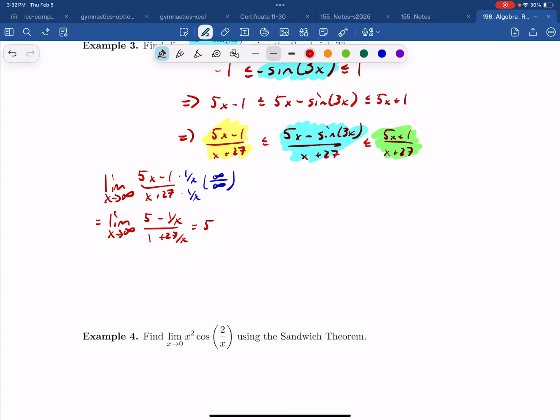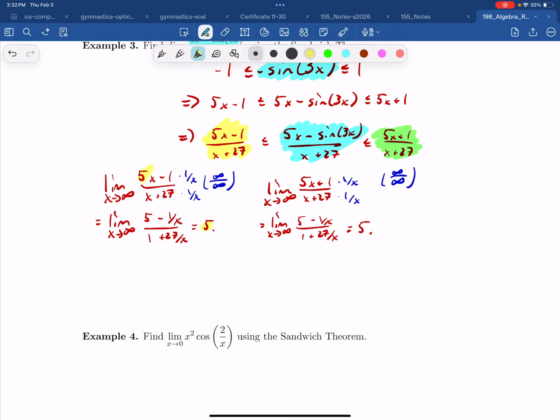And, well, maybe you can see that if we do this limit as well, limit as x approaches infinity of 5x plus 1 all over x plus 27. Again, similar situation. We have infinity over infinity. And we're going to get limit as x approaches infinity of 5 minus 1 over x over 1 plus 27 over x. And this, in fact, will give us 5 as well. So the limits do, in fact, equal each other. Perfect. So we get to use the sandwich theorem.